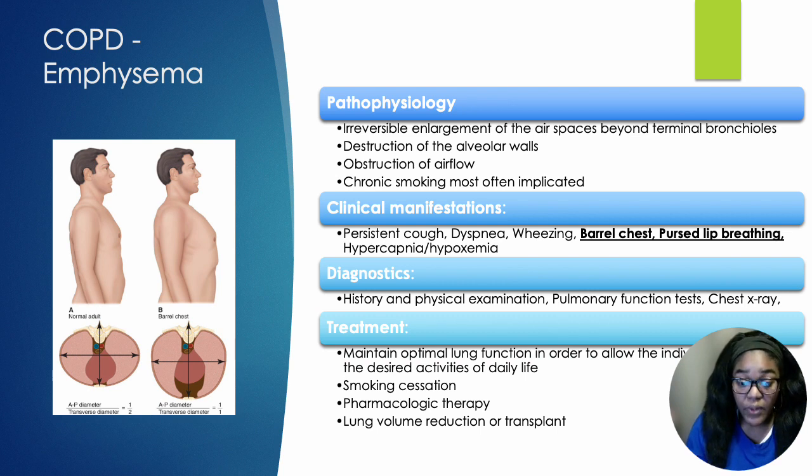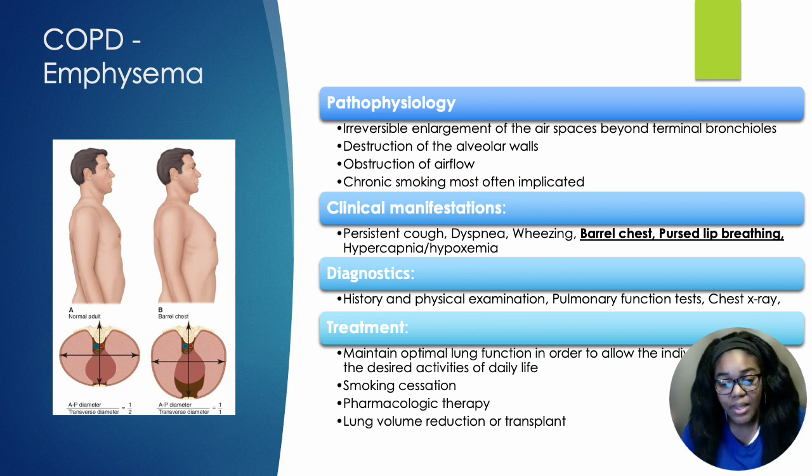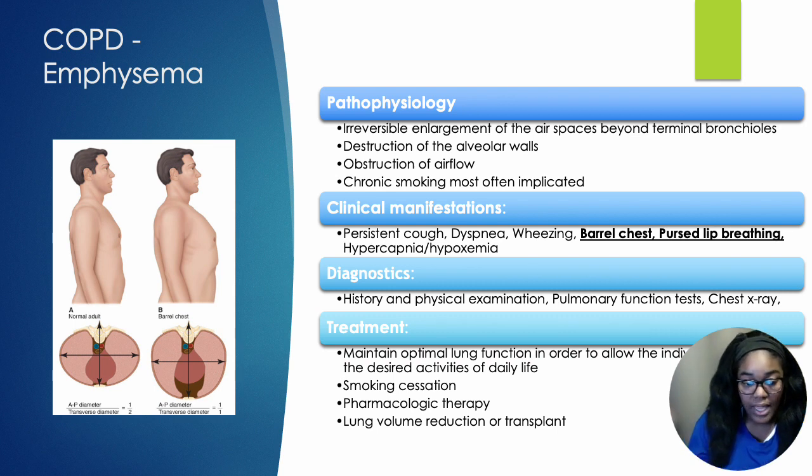As far as your clinical manifestations, you have a persistent cough, shortness of breath, wheezing, barrel chest, pursed lip breathing, and you may see elevations in carbon dioxide levels and or hypoxemia, or decreased oxygen levels in the blood, according to this individual's ABG. If you look at the chart on the left, I have an example of what a normal adult looks like compared to the barrel chest.